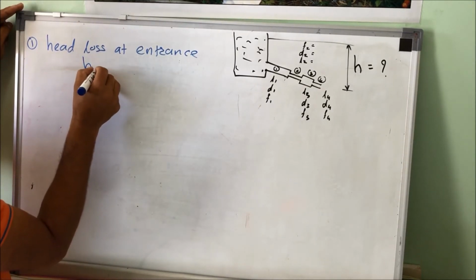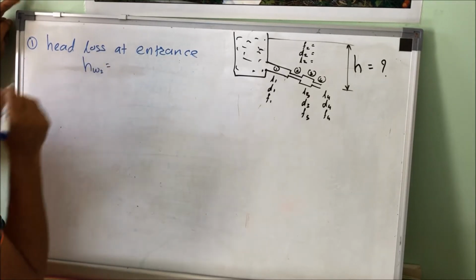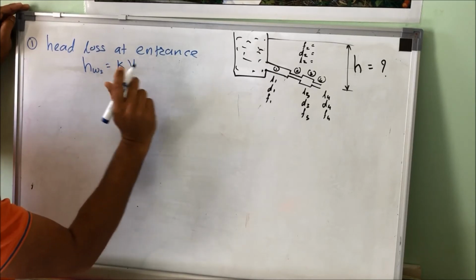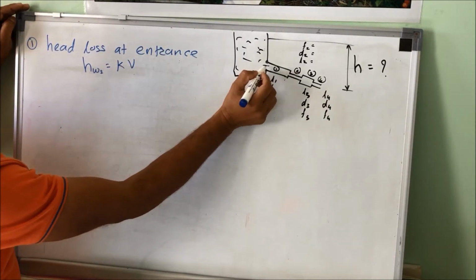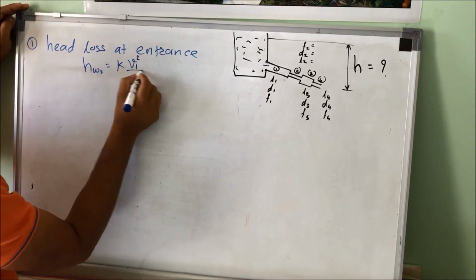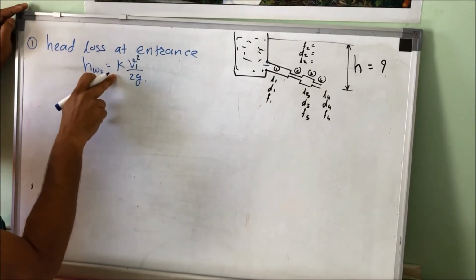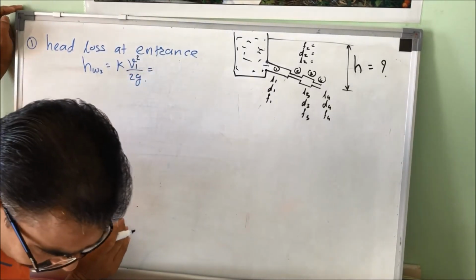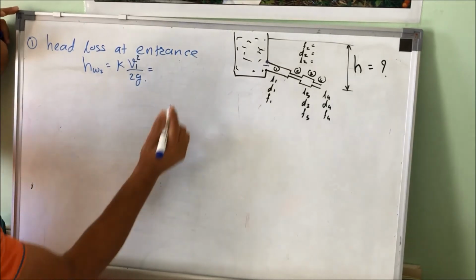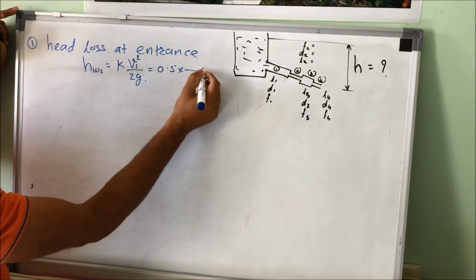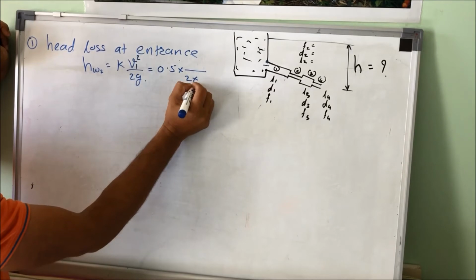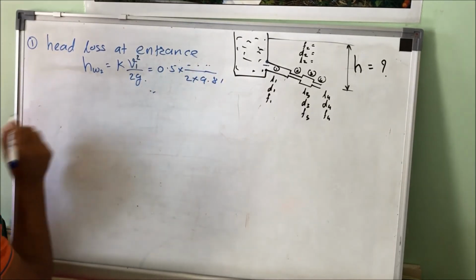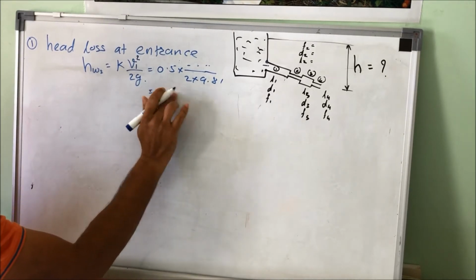I can write HW1 is equal to K V square over 2g. Now, at the entrance, what is the velocity? V1. So K V1 square over 2g. K at the entrance is given to you as 0.5. So 0.5 into the velocity you already calculated, divided by 2 into 9.81. And here you will get the unit, meters of water.